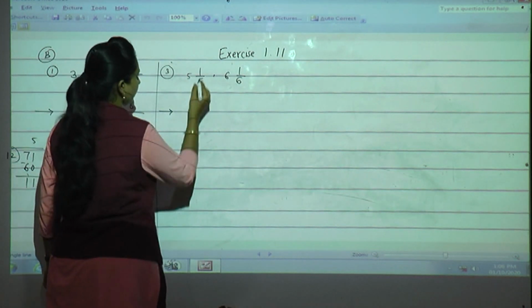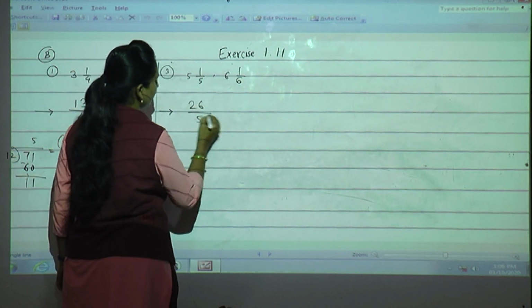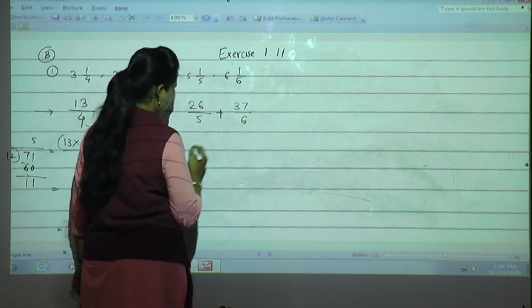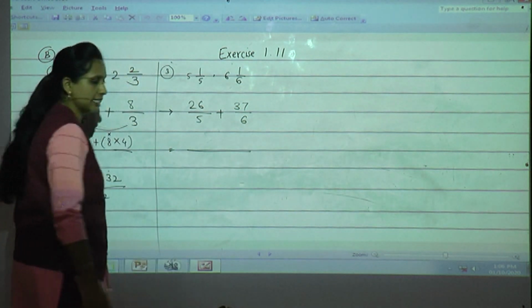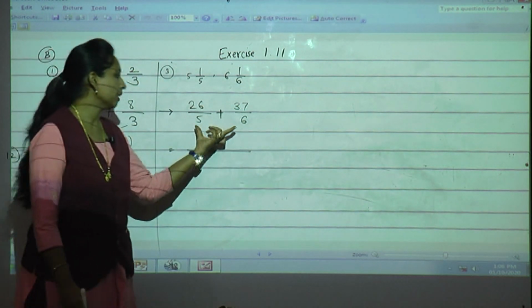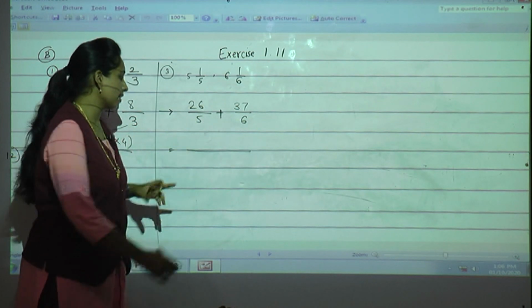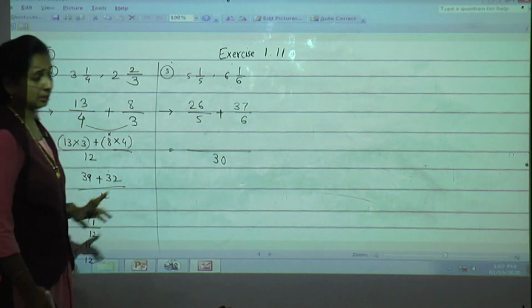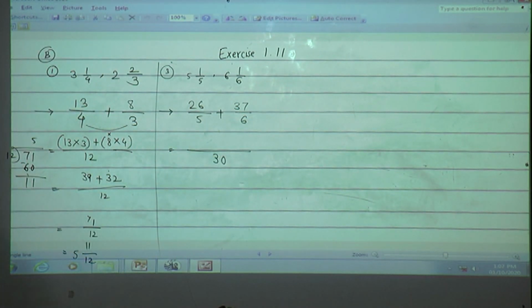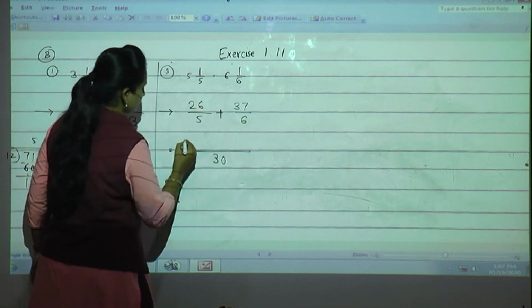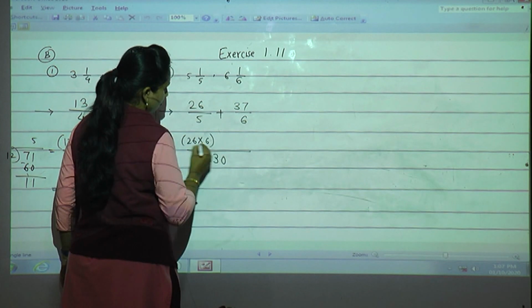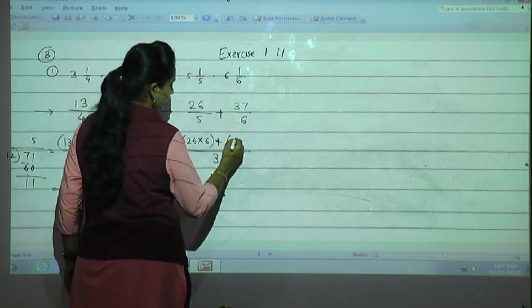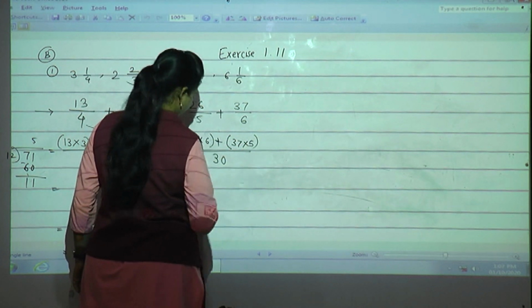5 5s are 25. 25 plus 1, 26 divided by 5. 6 6s are 36. 36 plus 1, 37 divided by 6. Now LCM we need to find out. So multiply both the denominators. 5 6s are 30. Then next step is cross multiplication. Now see, 26 multiplied by 6. Why I am giving brackets? You should not confuse addition and multiplication. Now 37 multiplied by 5.